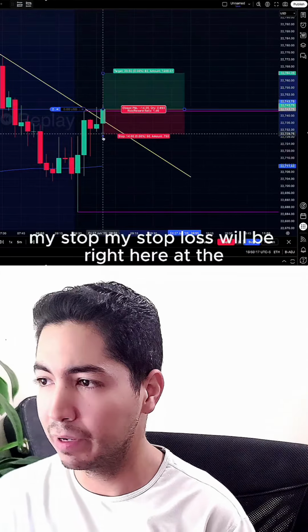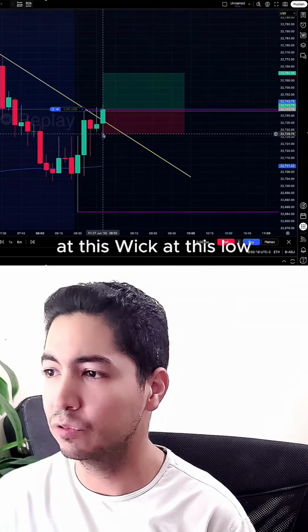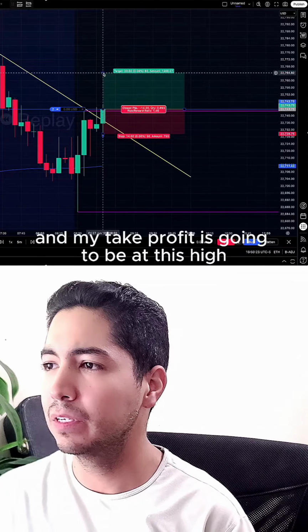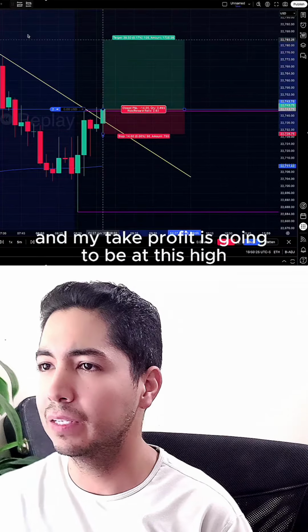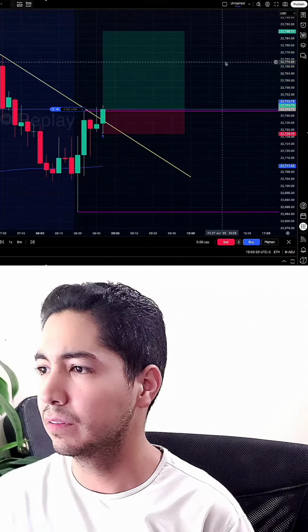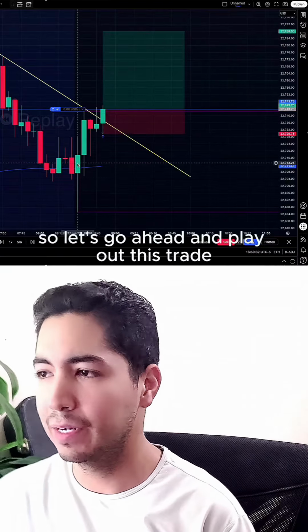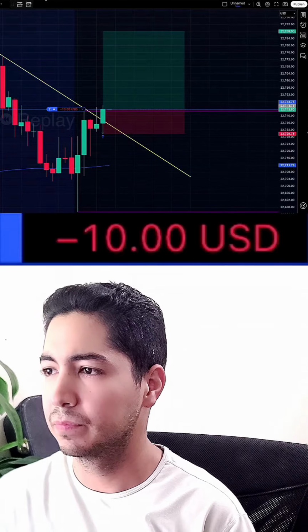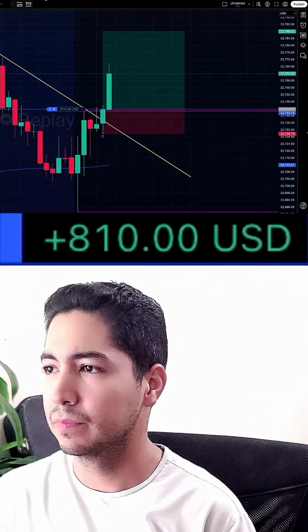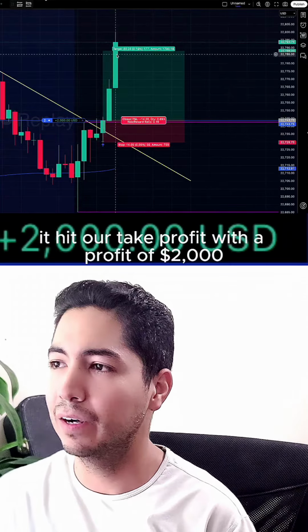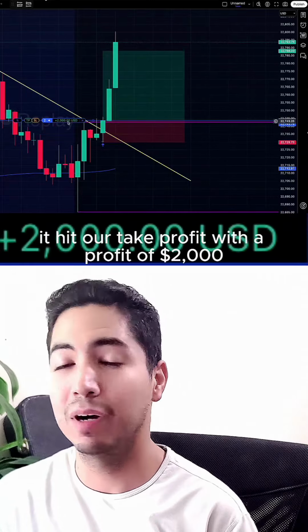My stop loss will be right here at this wick, at this low. And my take profit is going to be at this high right here, right there. All right, so let's go ahead and play out this trade. And there we go. It hit our take profit with a profit of $2,000.